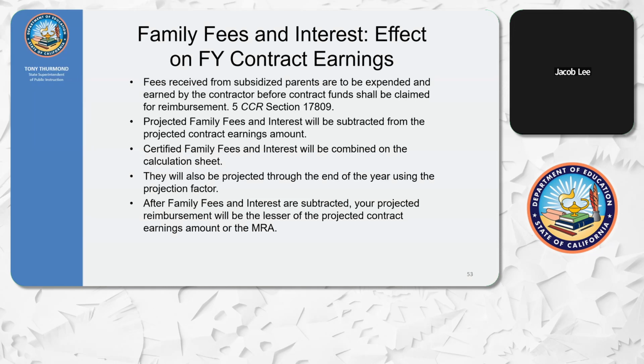So the family fees and interest and how they affect your fiscal year contract earnings. Fees received from subsidized parents are to be expended and earned by the contractor before contract funds shall be claimed for reimbursement. Projected family fees and interest will be subtracted from the projected contract earnings amount. Certified family fees and interest will be combined on the calculation sheet. They will also be projected through the end of the year using the projection factor. After family fees and interest are subtracted, your projected reimbursement will be the lesser of the projected contract earnings amount or the MRA.